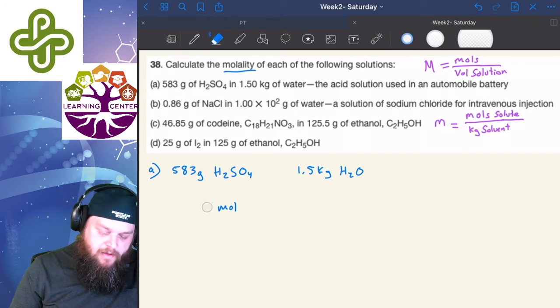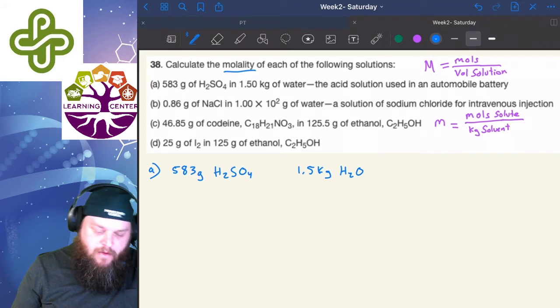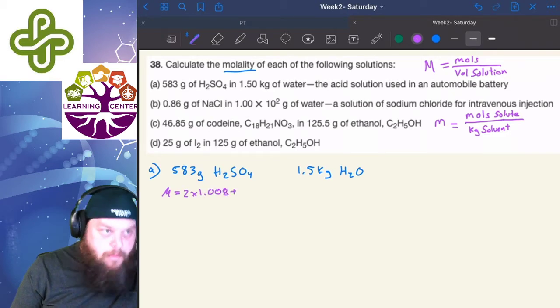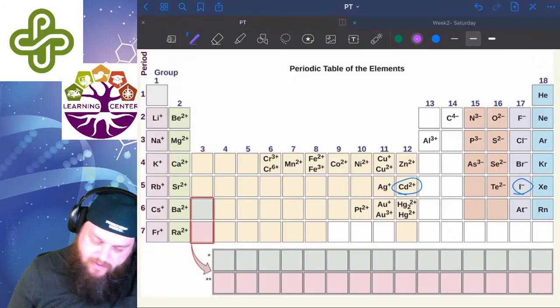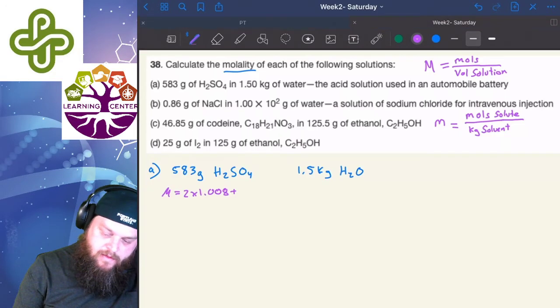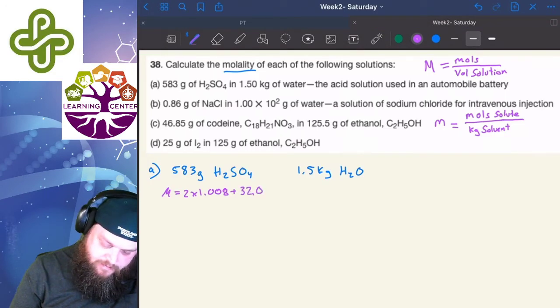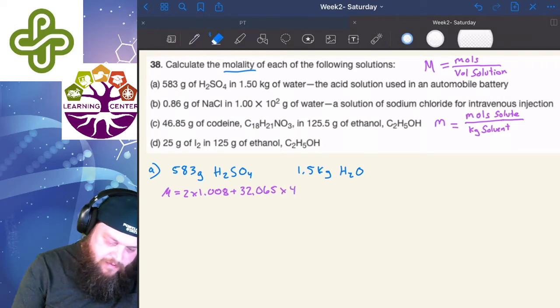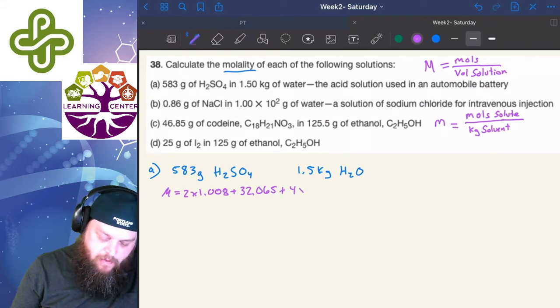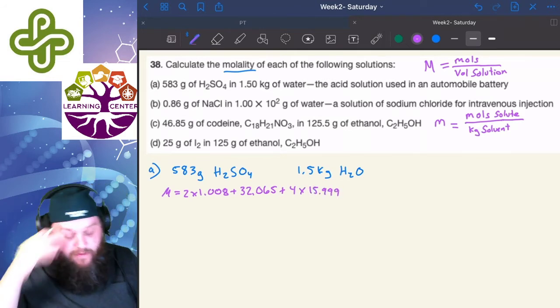So we need to find the molar mass of H2SO4. We can do that by saying the molar mass is equal to 2 times 1.008 grams per mole plus, and we got to look this one up, I don't have sulfur memorized, 32.065 plus 4 times 15.999. So we're adding up the molar weight of each atom in here, and there's 4 oxygen atoms, 2 hydrogen atoms, and 1 sulfur.